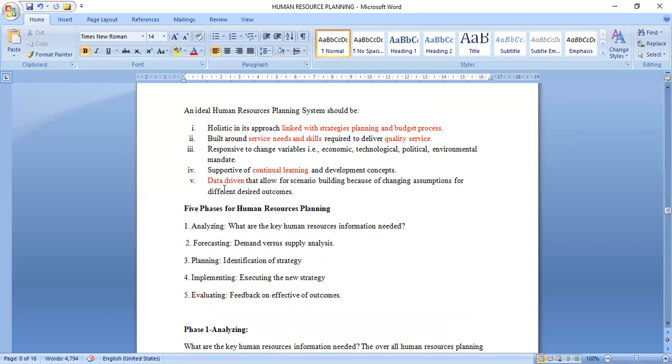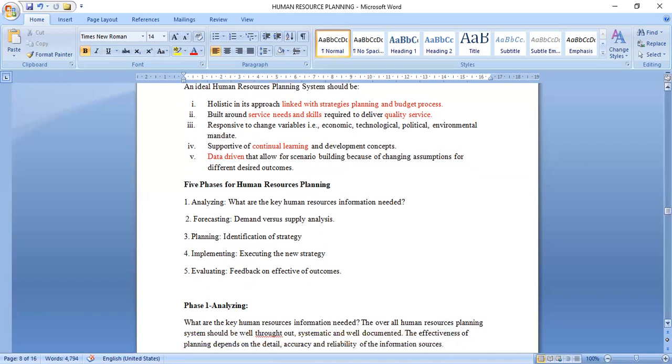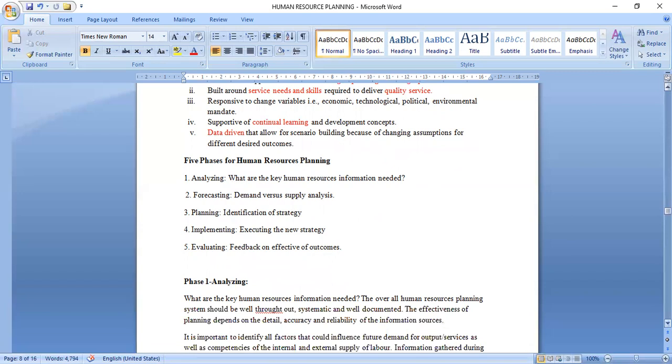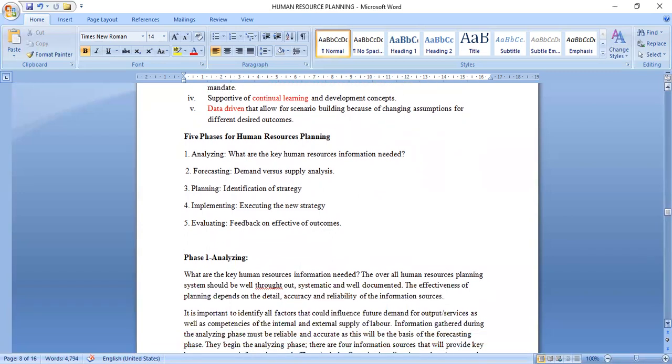It should also be supportive in terms of continual learning and development concepts. Continual learning means making sure that the initial workers can be trained to gain more skills needed for these positions. Instead of just bringing in new people with the relevant skills, you can do capacity building by training the workers that you already have as an organization.